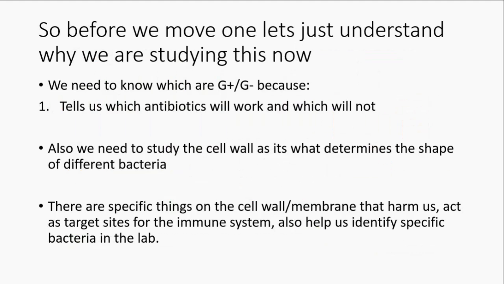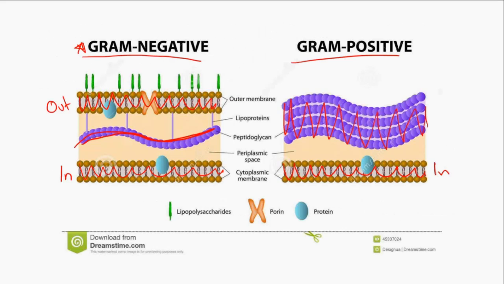Okay. So before we move on, let's just understand why we are studying this. Why am I telling you if something's gram-positive or gram-negative? Why are we talking about bacterial cell walls in so much detail? Why can't we just skip this and go on to the actual organisms? The answer is that we need to know which are gram-positive and which are gram-negative, because this can tell us what kind of antibiotics work on different bacteria. For example, certain antibiotics will not work on gram-negative bacteria because of this outer membrane, whereas those antibiotics can work easily on a gram-positive bacteria because it can quickly go through, as there's no outer membrane on a gram-positive bacteria.